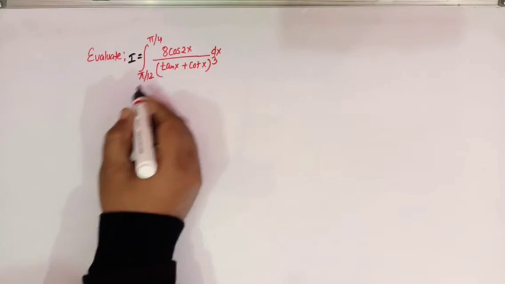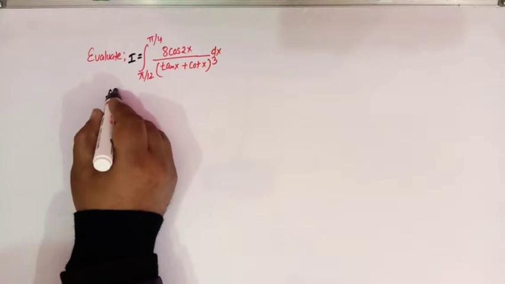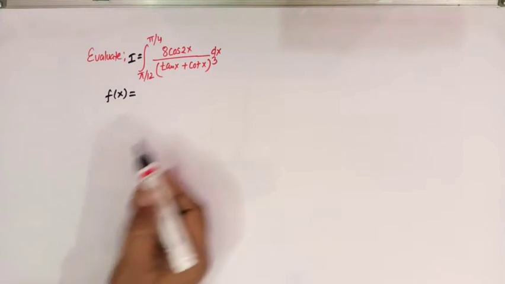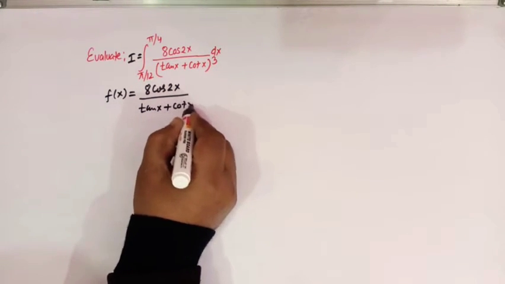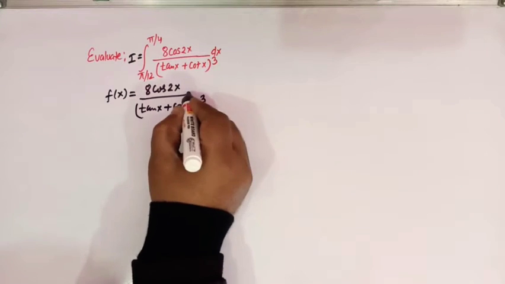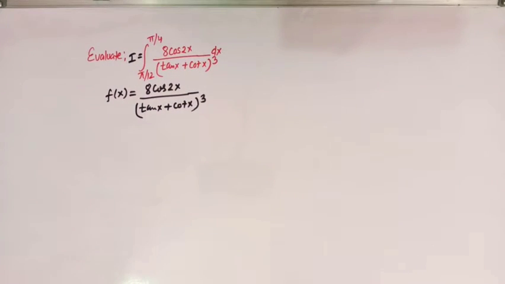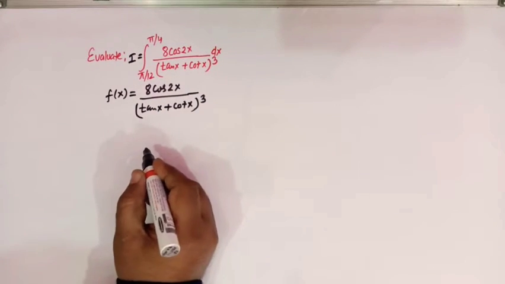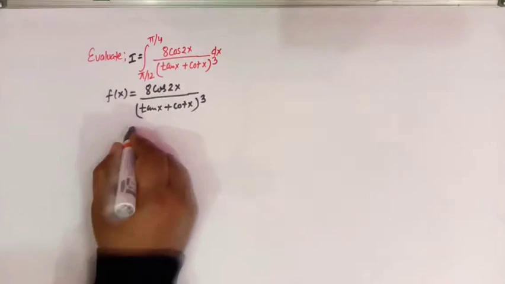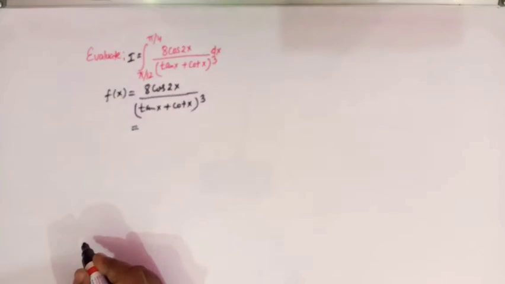Now here the integrand may be denoted by f of x. So let us take f of x is equal to 8 cos 2x divided by (tan x plus cot x) whole cube. First we will simplify the integrand, and this integrand is a trigonometric function. So let us simplify it by using some basic trigonometric rules.